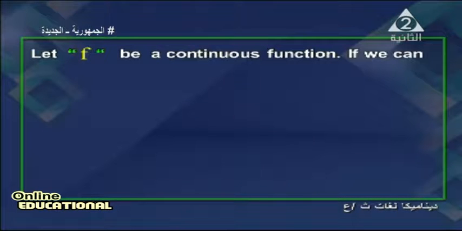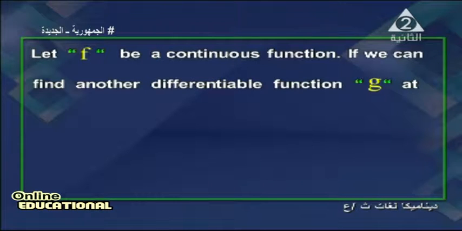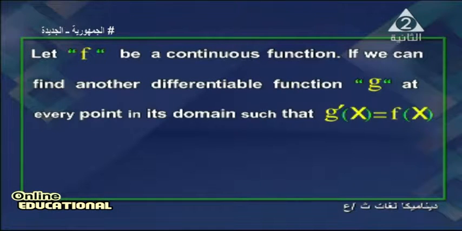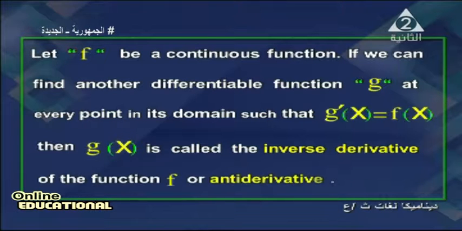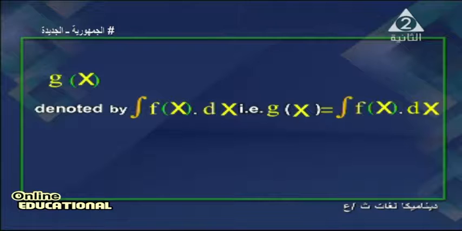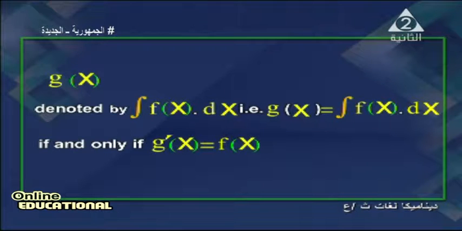Definition: let f be a continuous function. If we can find another differentiable function g at every point in its domain such that g dash x equals f of x, then g of x is called the inverse derivative of the function f, or antiderivative. G of x is denoted by integration f of x dx. Then g of x equals integration f of x with respect to x if and only if g dash x equals f of x.